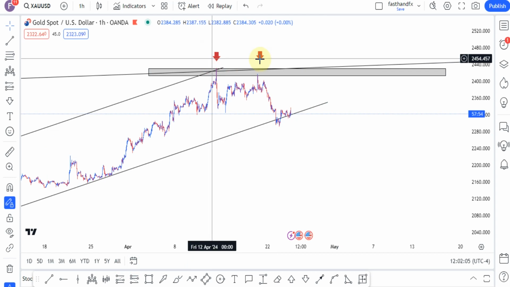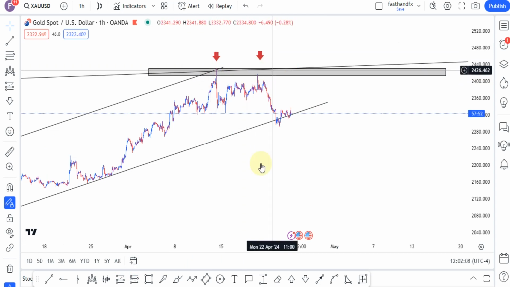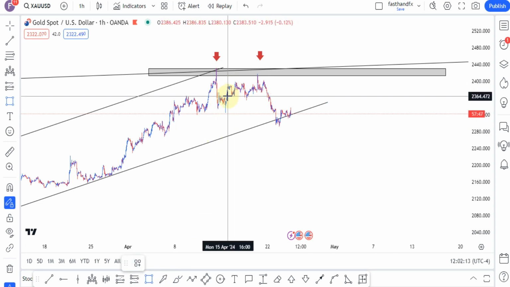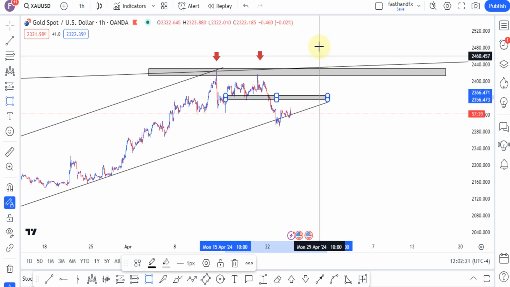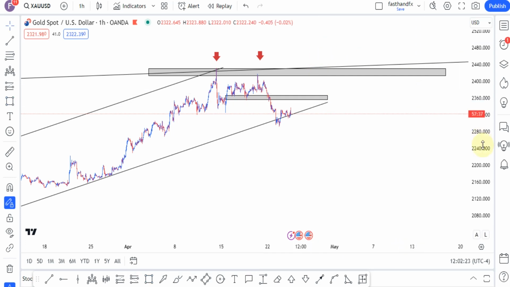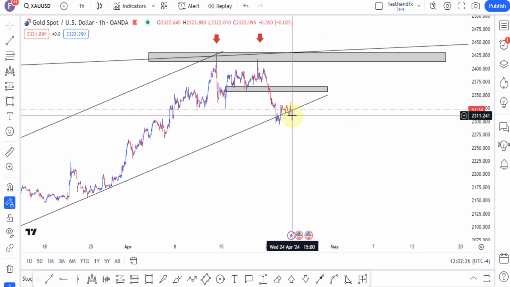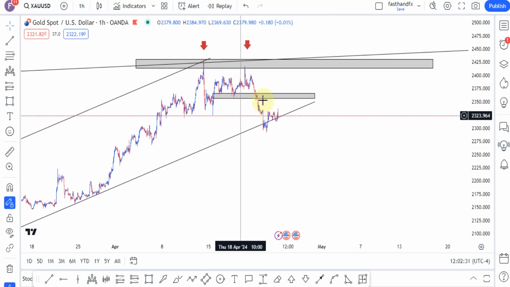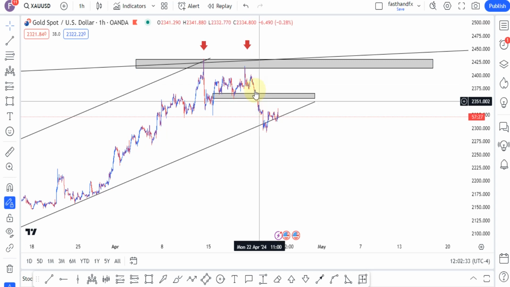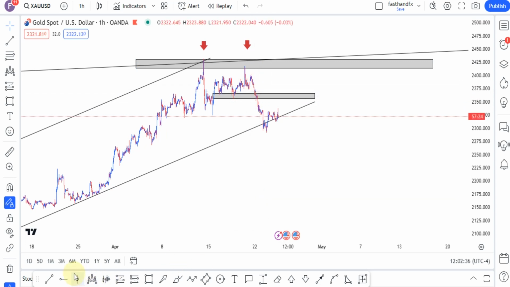So after the market gave us this double top, we did break below this area, which was the immediate support that the market had respected for a very long time, as you can see. So the moment the market broke below this area, it gave some short-term sales to this area right here, as you can see, guys.